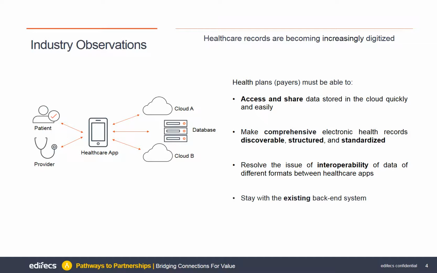Applications need access to healthcare data stored in the cloud and be able to share it without significant effort. Applications need to have comprehensive electronic health records discoverable, structured, and standardized in order to support machine-based processing. As different datasets use different formats, health plans have to handle the challenging issue of interoperability between healthcare apps. However, health plans have a rigid data workflow and may not be prepared to change their existing back-end systems.